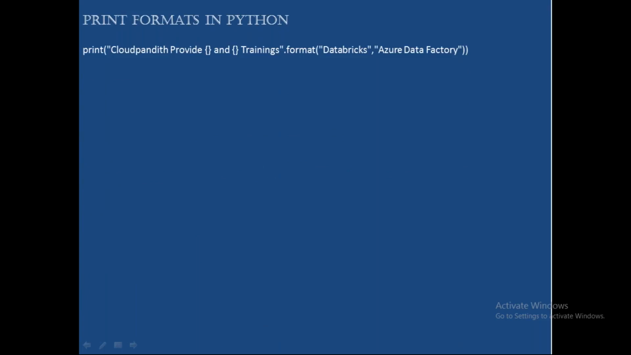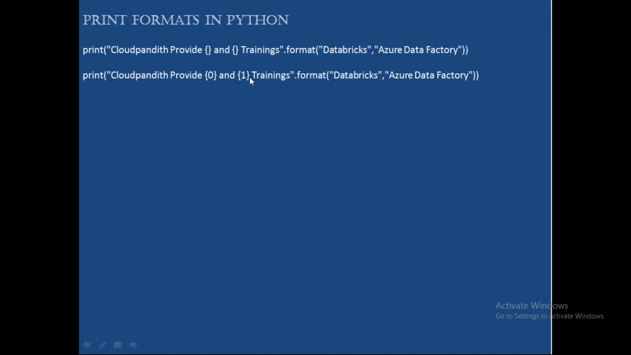Next, print formats in Python. This is important, so please understand. "Cloud Pandit provides {} and {} trainings", format Databricks, Azure Data Factory. The first word will go to the first curly brace and the second word will go to the second curly brace. So now it will become "Cloud Pandit provides Databricks and ADF training", that is Azure Data Factory training. Next, you can say it like this: by default, the first one will go to the first curly brace, and the second word will go to the second curly brace.